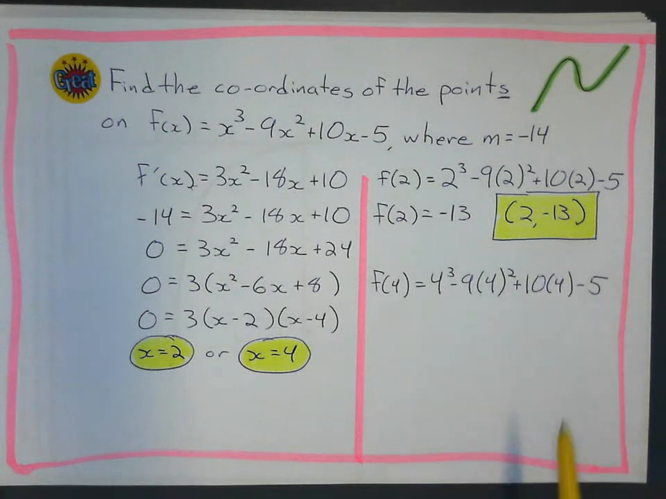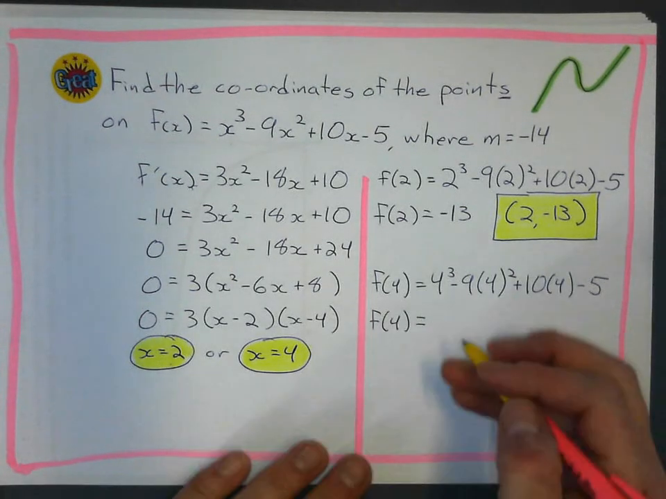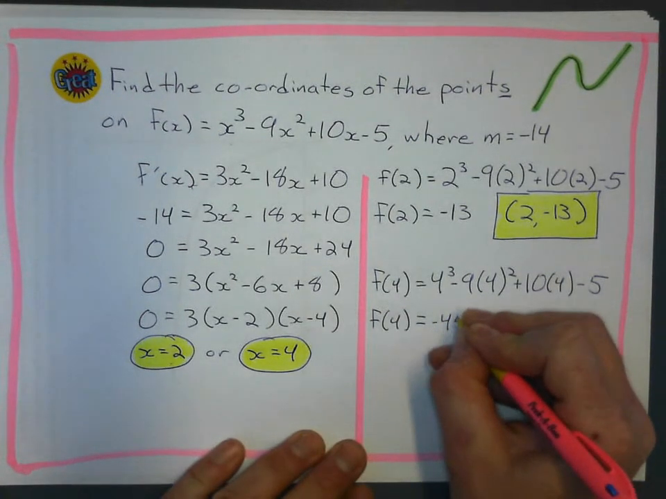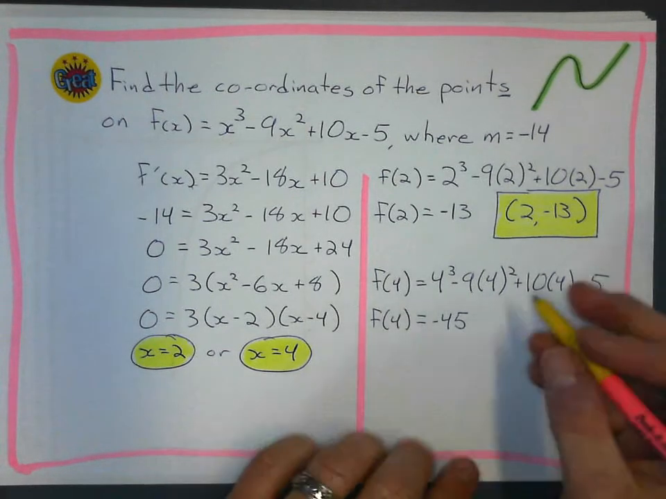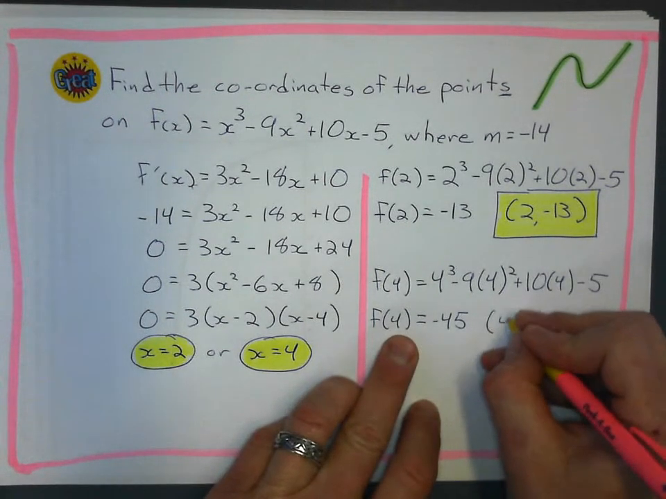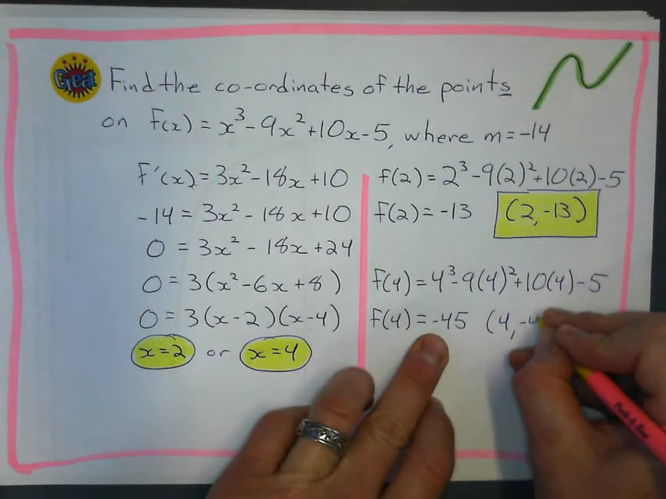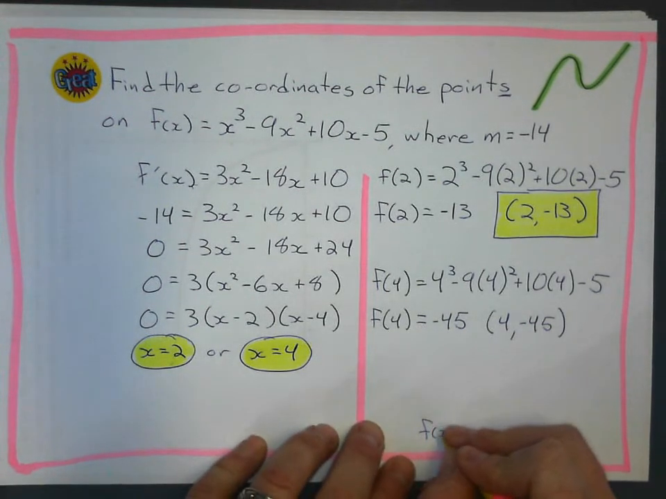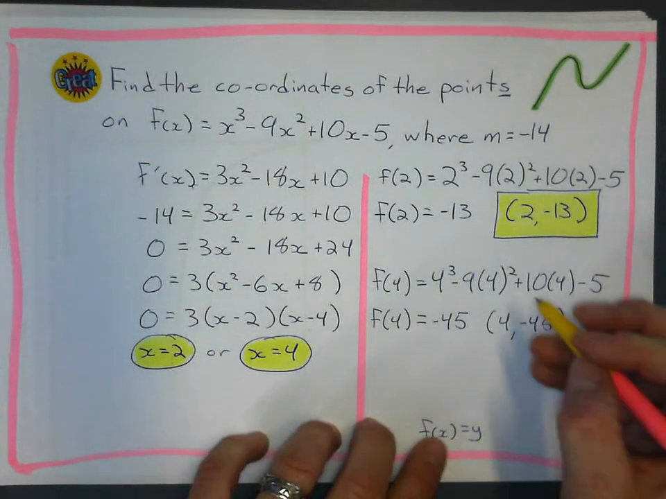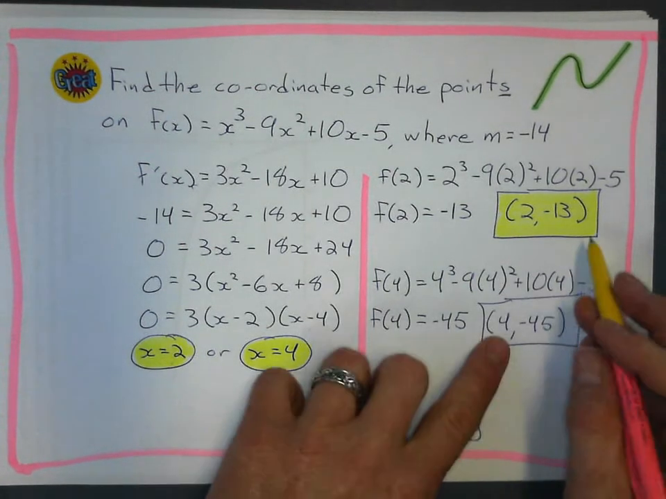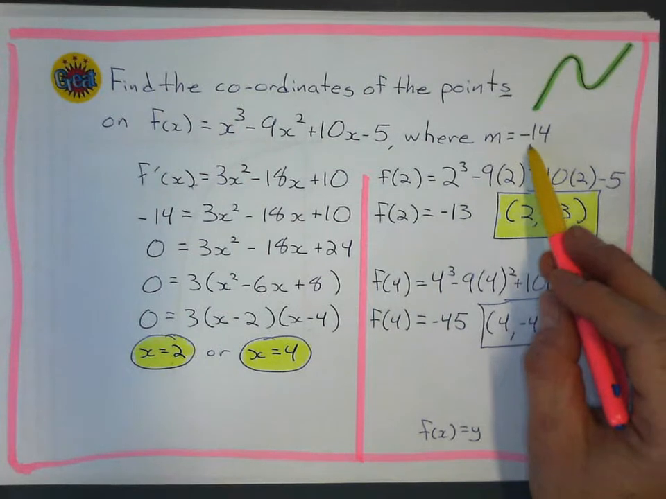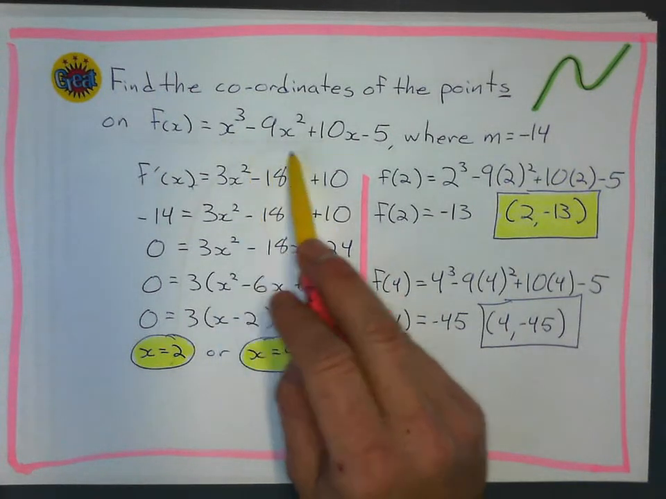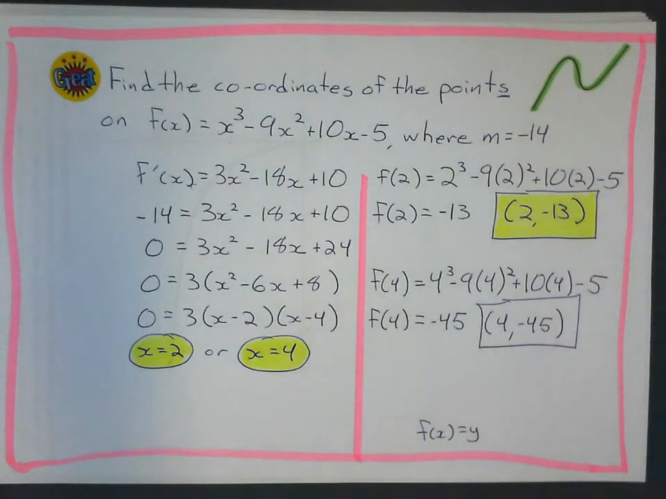That's what it looks like when I substitute it in. And I should get negative 45 here. Okay, so that's my second point. When x equals 4, y will give me negative 45. And don't forget, f of x is the same thing as y. So I've got my two coordinates right here, which are going to have that gradient of negative 14 on that cubic, on that graph that's going to be roughly that shape.